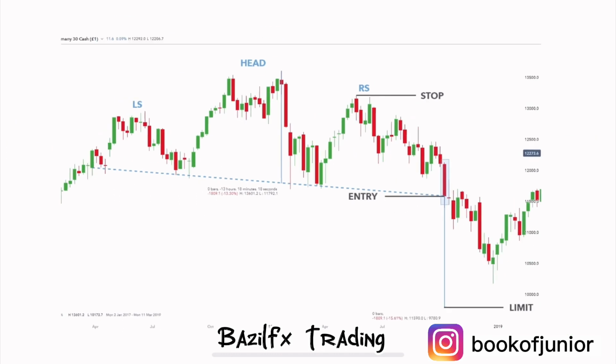But still, where do we find these patterns? We only find these patterns on bigger time frames. We only look for these patterns on bigger time frames.